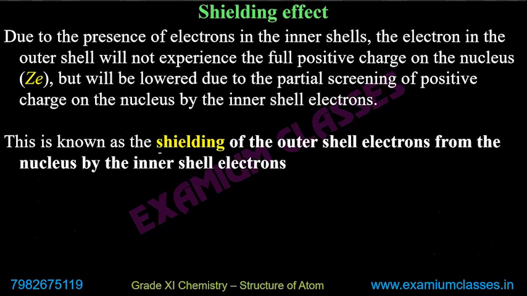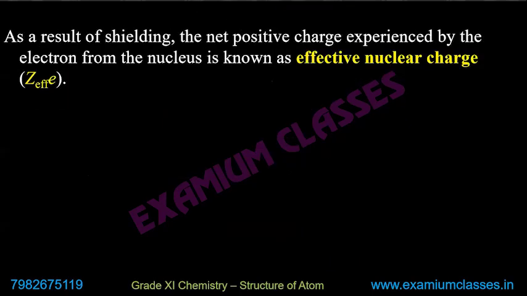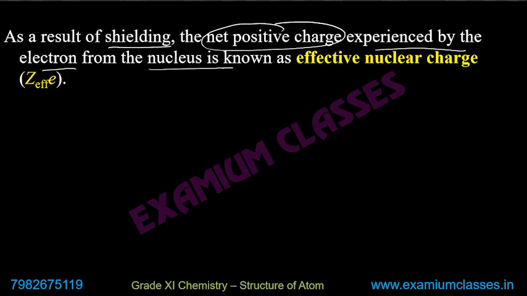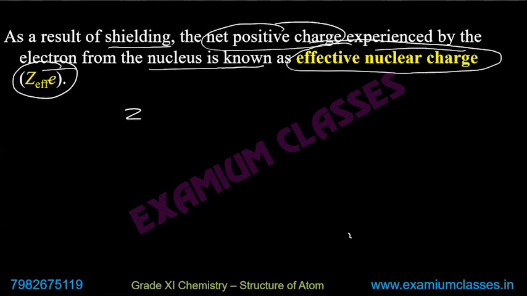So this is known as shielding of the outer shell electrons from the nucleus by inner shell electrons. As a result of shielding, the net positive charge experienced by the electrons from the nucleus is known as effective nuclear charge. Effective nuclear charge is less than the actual charge. It is denoted by Z effective instead of Z. And Z effective will always be less than Z due to shielding.